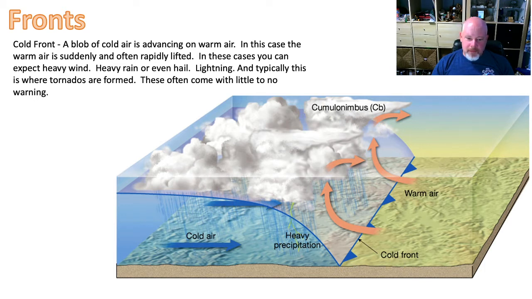So if you've ever heard of people who live back in the Midwest, in Iowa and Nebraska and Kansas, where you have a storm that comes on suddenly, and then all of a sudden you're in a tornado warning, that probably was a cold front moving in.